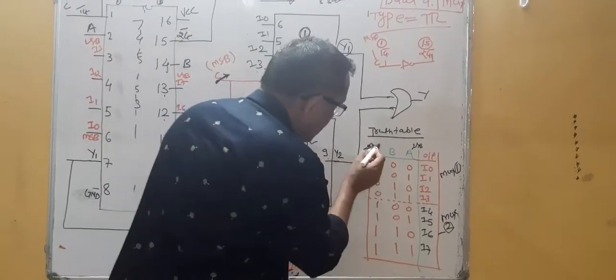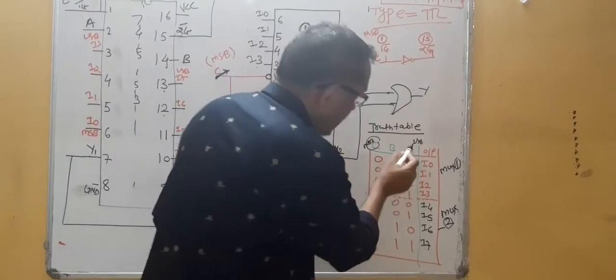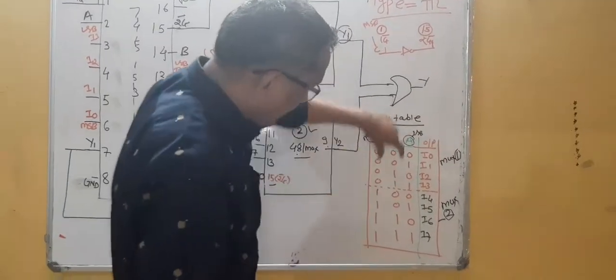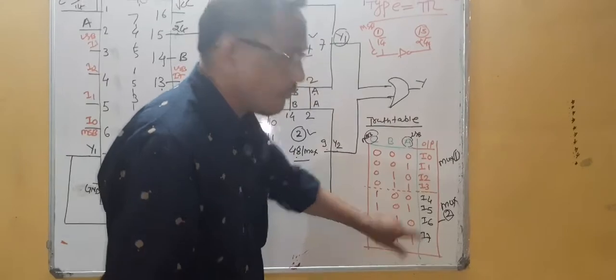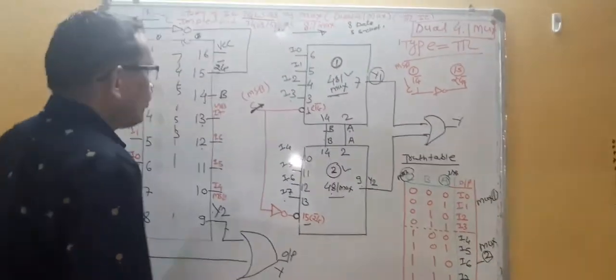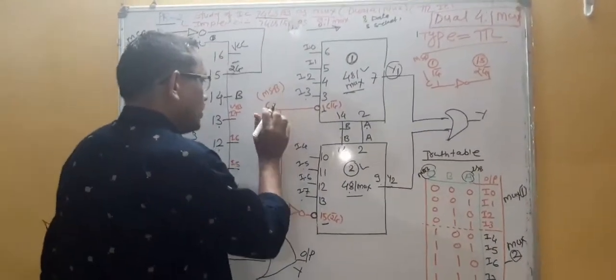In this case, I will consider C as the MSB, where A is called LSB. That's why it varies from 0, 0, 0 to 1, 1, 1. Okay. Now, if I am going to apply C here, look at how this circuit works.